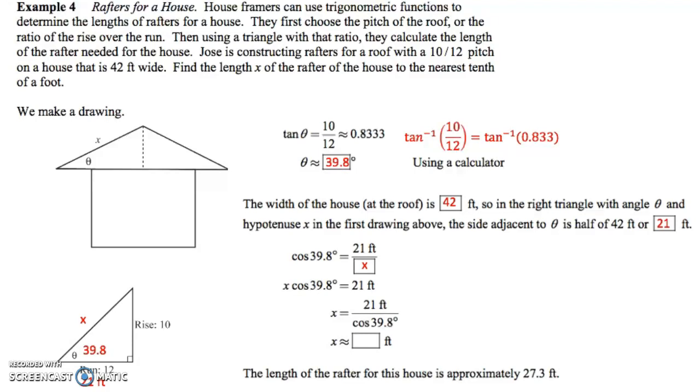So if we multiply both sides by x, and then we divide by the cosine of 39.8 degrees to obtain x by itself, we see that the rafter length for this house is approximately 27.3 feet.